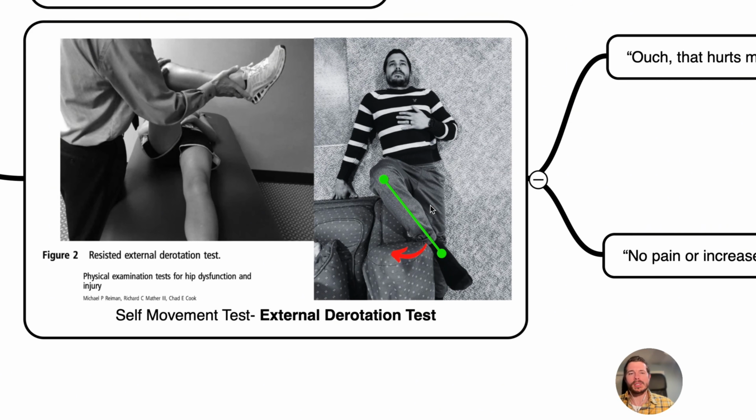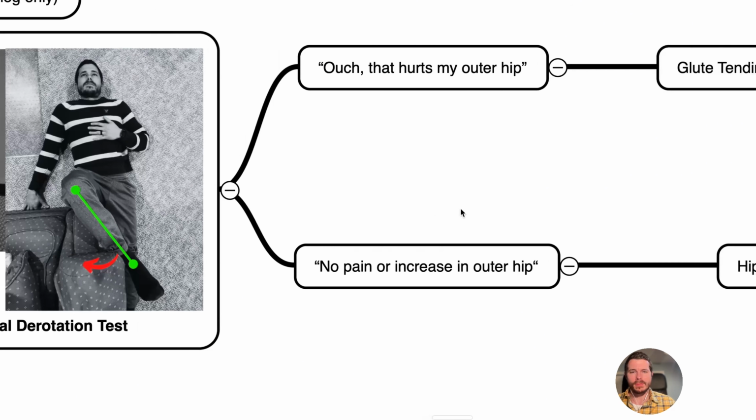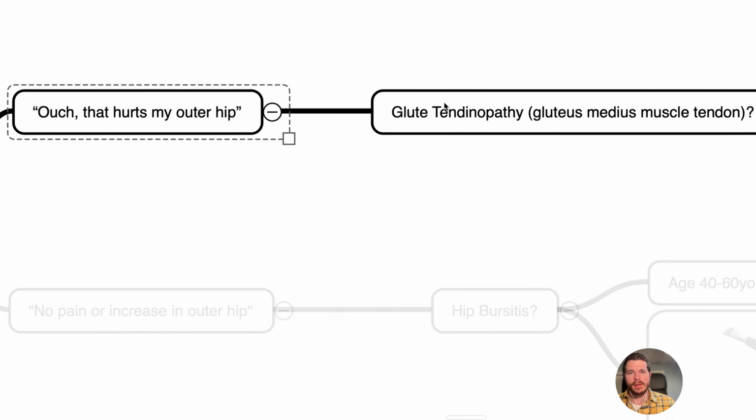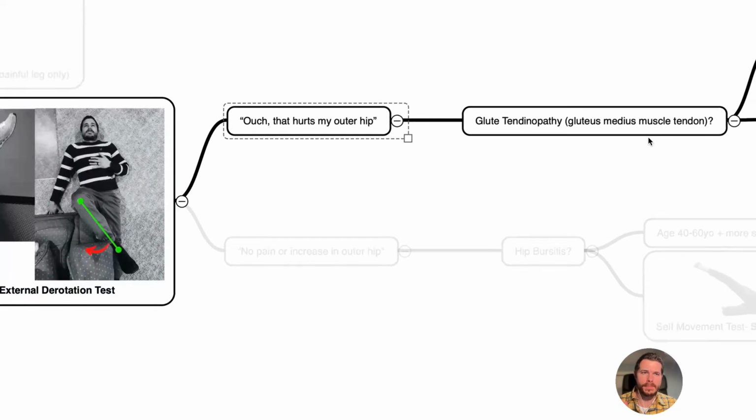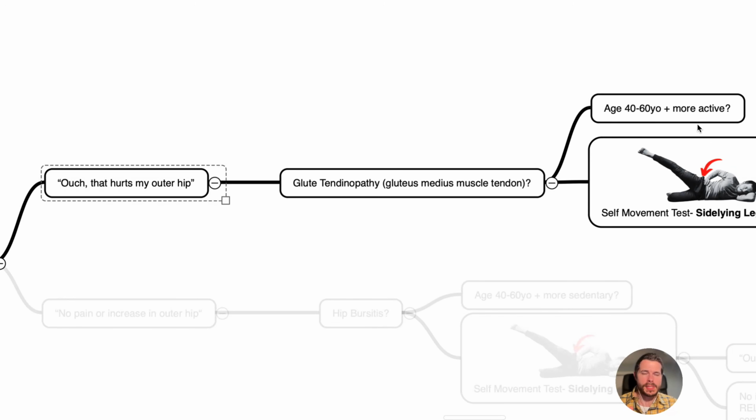Now, there are 2 possible outcomes. You could say, ouch, that hurts, or it doesn't. All right, so let's just say, ouch, it does hurt. Then this points to being a glute tendon problem most likely. And the most likely tendon affected, just based off probability, would be the gluteus medius muscle tendon. And oftentimes we'll see this in 40 to 60-year-old females more than males, but 40 to 60-year-old folks who are generally more active.